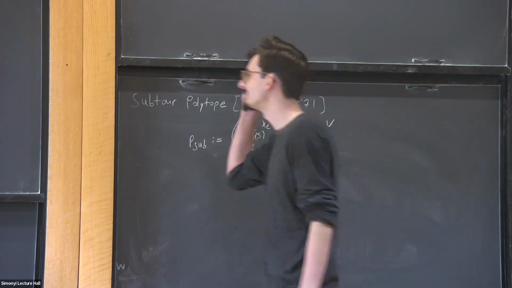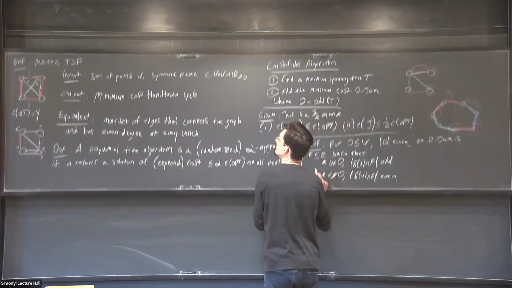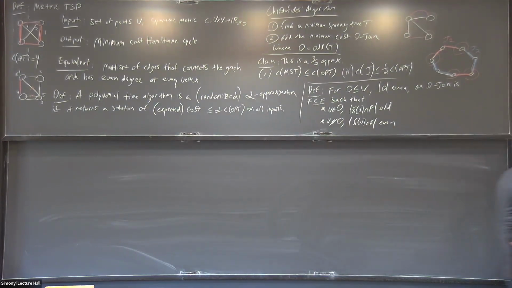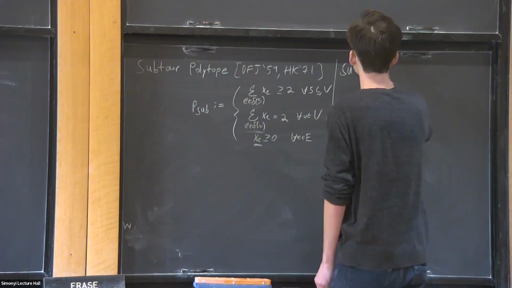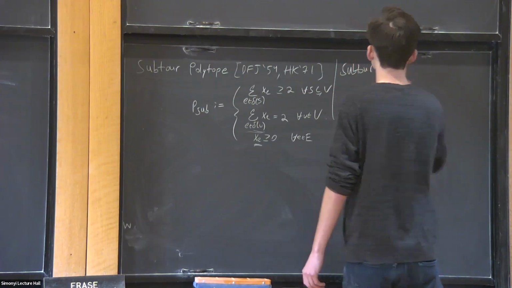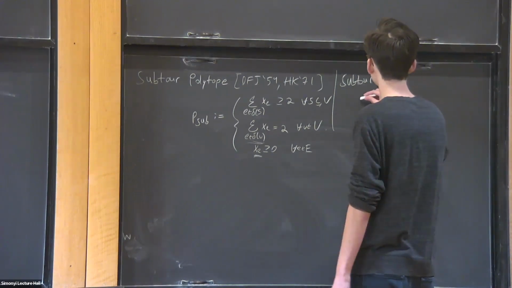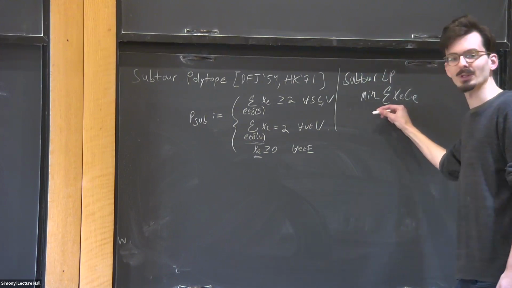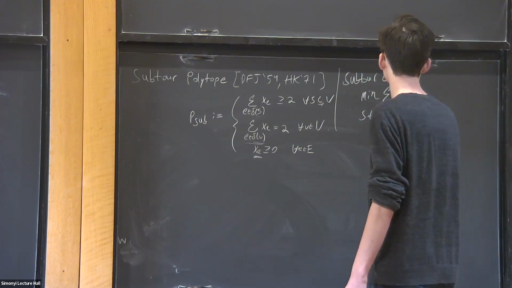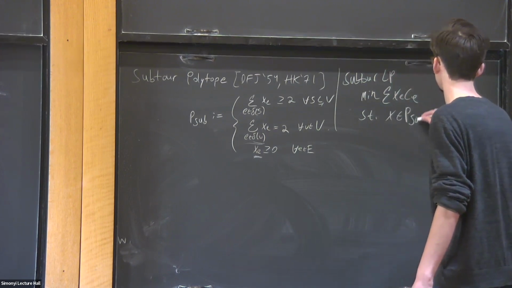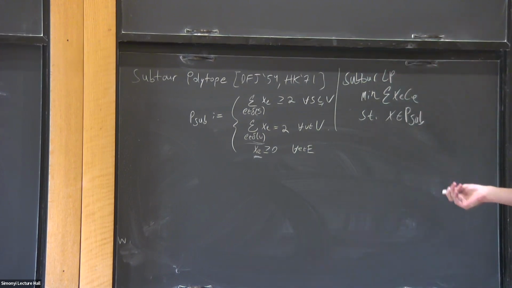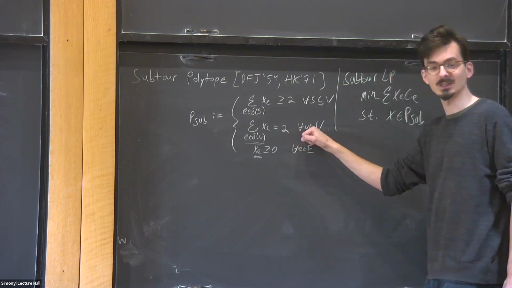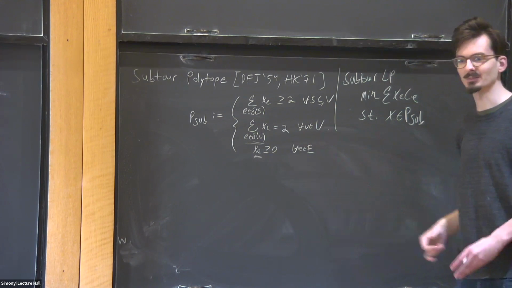Okay. So that's the subtour polytope. Oh, and I should say, we have the counterpart, which is the subtour LP. I'm going to minimize the cost of x subject to x lying in this polytope. And we can solve this problem in polynomial time because even though we have an exponential number of constraints, this can be separated in polynomial time.